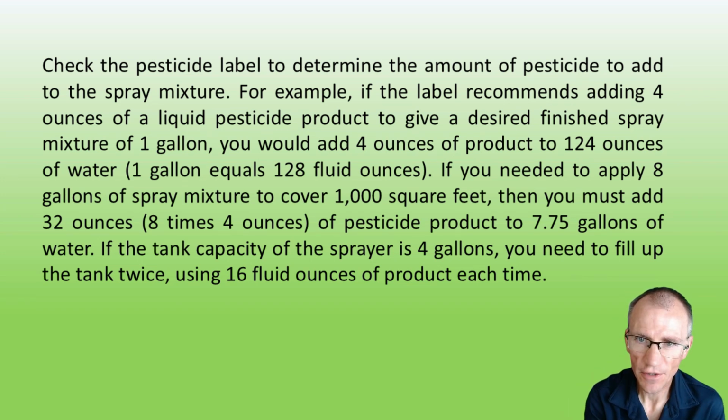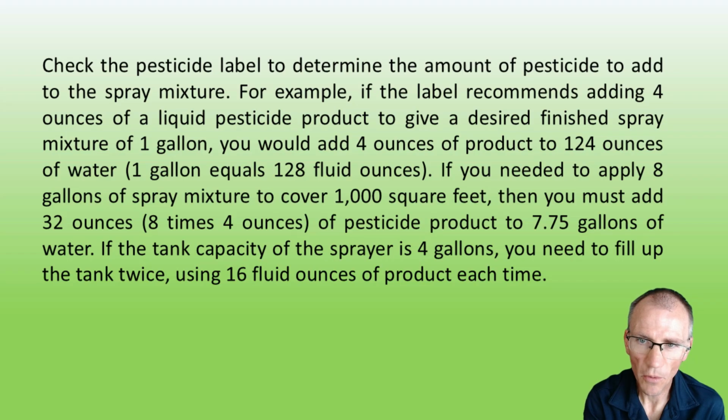I want you to understand one thing further on this slide before we talk about it a little more. We're talking about the area that says, for example, if the label recommends adding 4 ounces of a liquid pesticide product to give you a desired finished spray mixture of 1 gallon, you would add 4 ounces of product to 124 ounces of water.